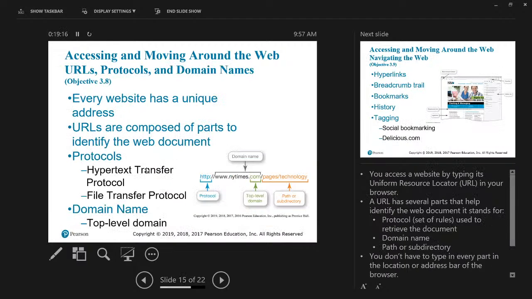Now, when I go to a website, I have this thing called a URL, Uniform Resource Locator. And here's the breakout of it: in blue, I have this thing called the protocol. And originally, I think they had the idea that there were going to be more protocols.